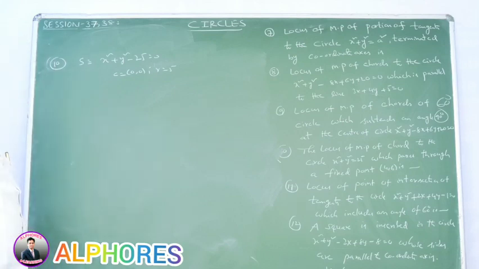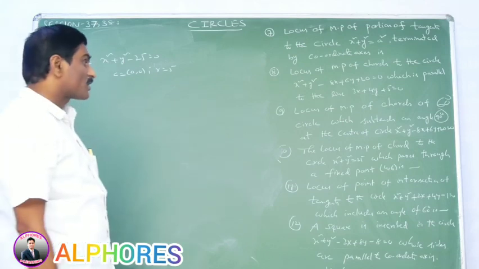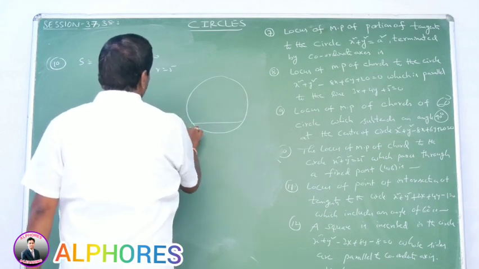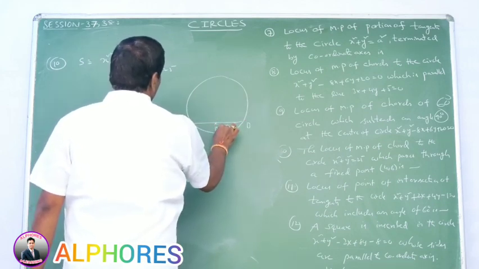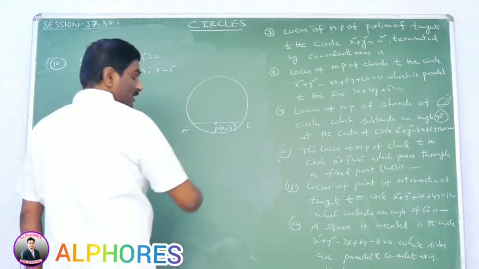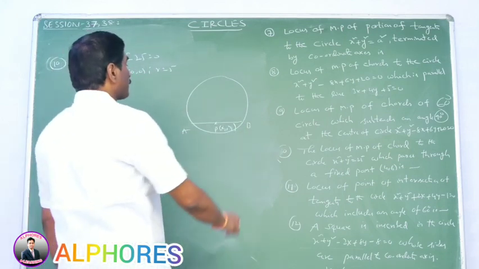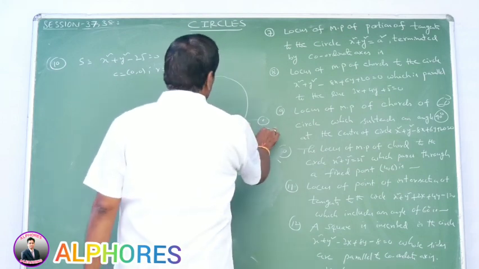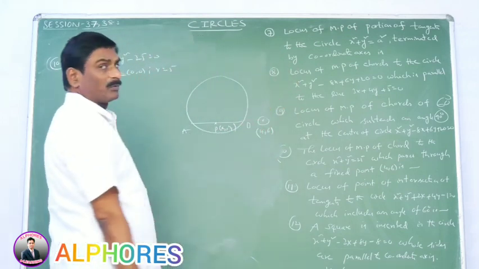X square plus y square is equal to r square form. Here also we find the locus of the midpoint of the chord. Say this is the circle, AB is the chord. We find the locus of the midpoint of the chord P (x1, y1). But this chord always passes through some particular point. What is that point? Fixed point (4, 6). This chord passes through (4, 6).